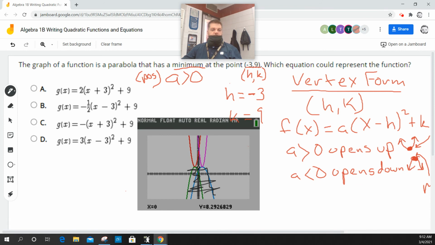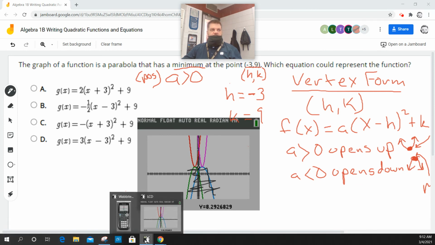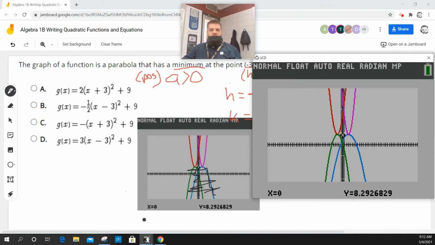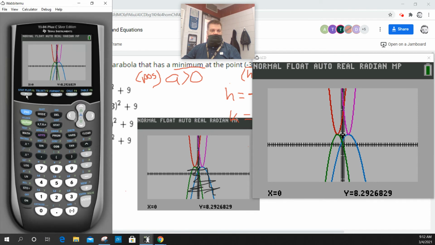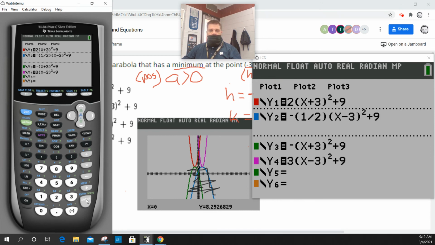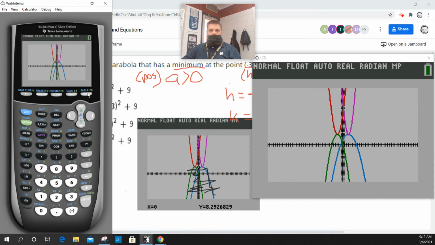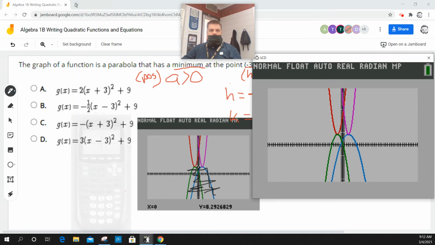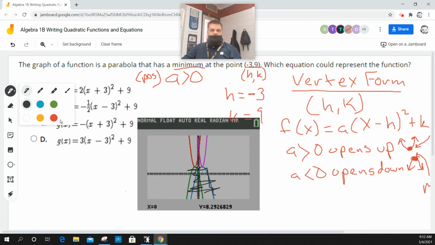So now I got to go back on my graph and see which one the red one was. So I'm just going to hit y equals. And the red one was the first one. Okay. So the correct answer is A.